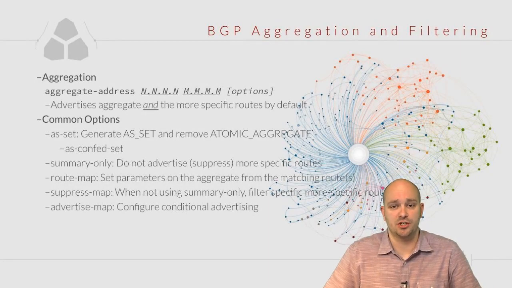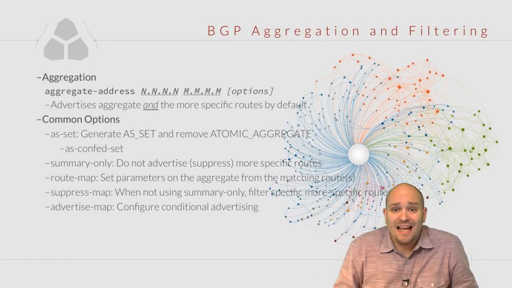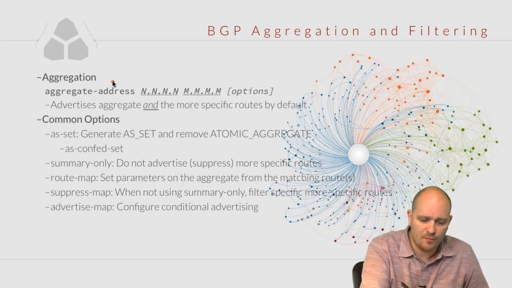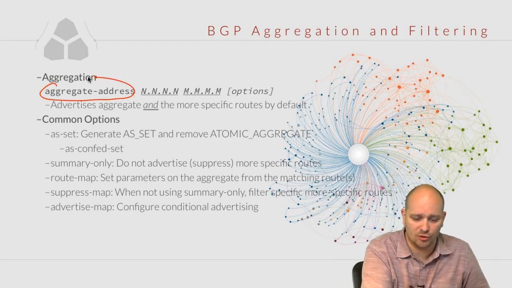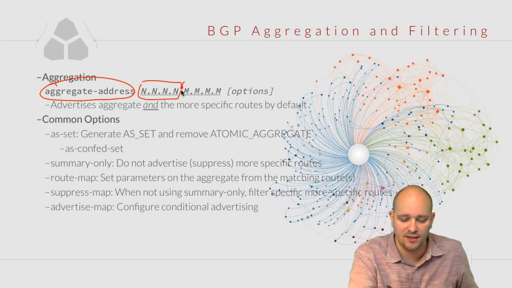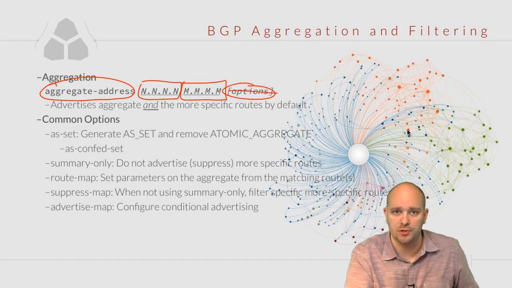Configuring IP summarization, or aggregation, as I'm going to call it from now on when I talk about summarization in BGP, really couldn't be any simpler. All we need to remember is a single command. It's called aggregate-address. It's followed by the network, the summary that we are creating, the mask, and some options that are, you guessed it, optional.